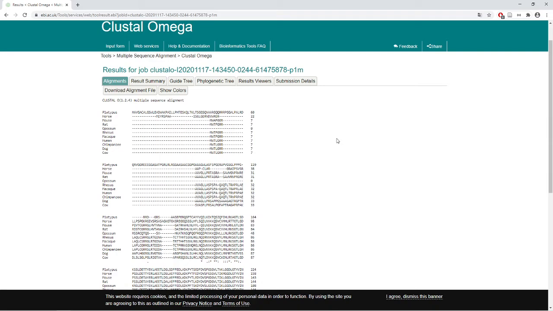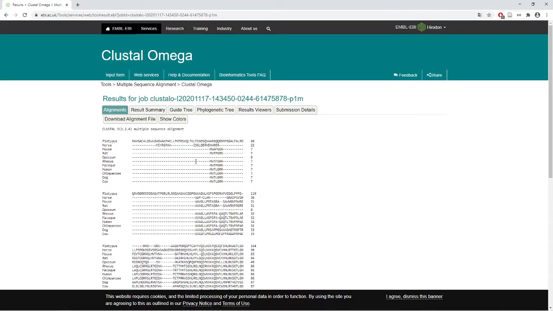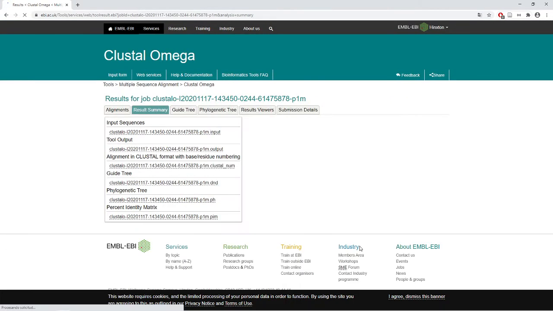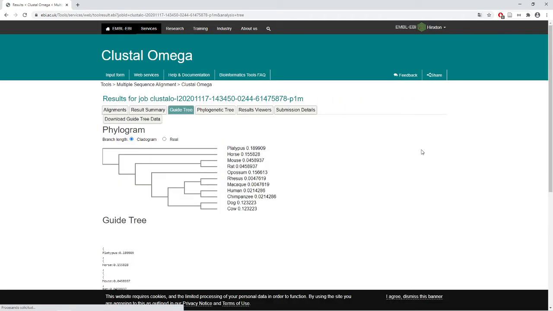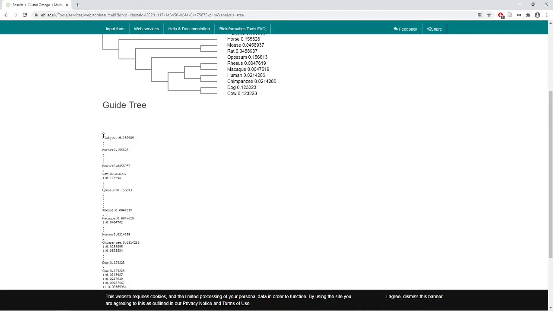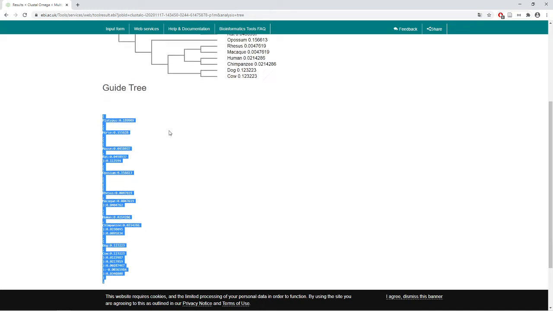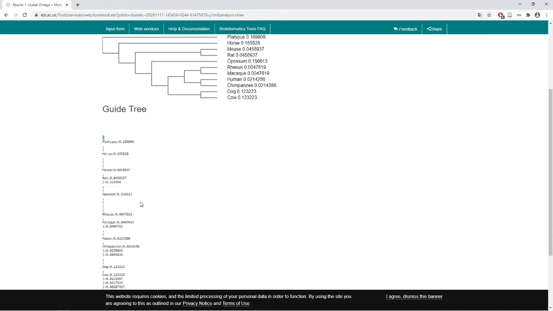Here is the alignment itself, but we can also have a summary of the results and all the things that we are going to have from the alignment. The guide tree that we have built would be here. We can see the cladogram or the real one with the significant distances. Here is the guide tree, as I told you, with the parentheses, I don't know how this is called in English.